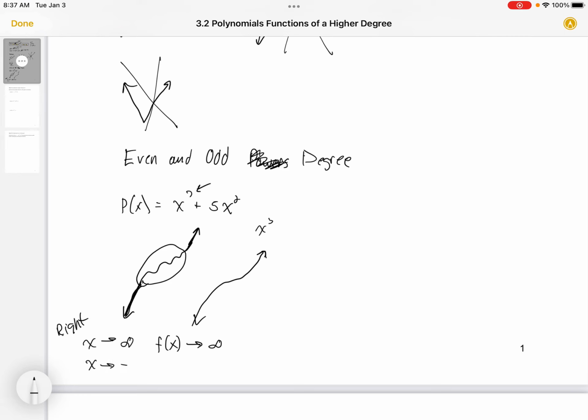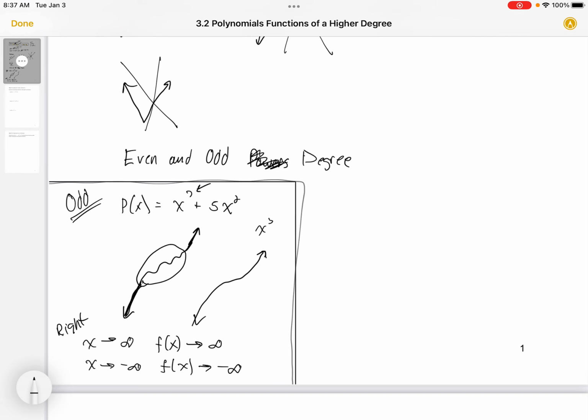As you're going to the left, as you're looking to the left of the graph, your y values are going down. So f of x is going to negative infinity. This changes as the degree changes. So what we just looked at here was for odd polynomials.